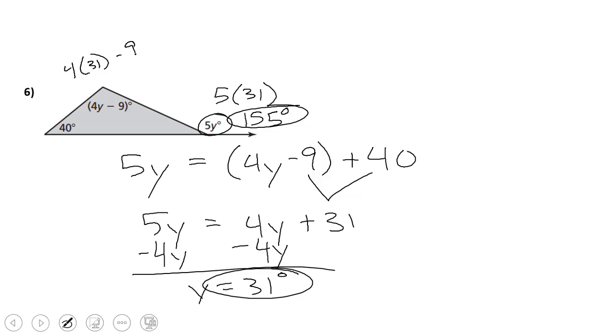I can't even tell what that is right now. Let's do it real fast on the calculator. 4 times 31 equals minus 9 equals, we have 115 degrees. Is this angle measure there? Nice. Well, 115, this angle, plus the 40, that is 155. So there you go. Pretty straightforward, ladies and gentlemen.